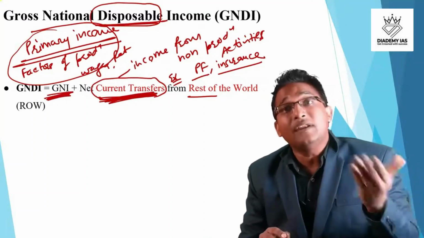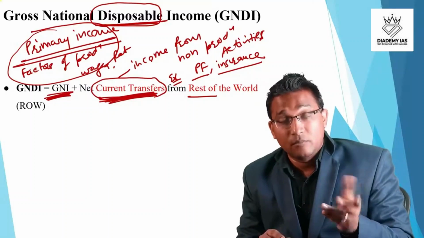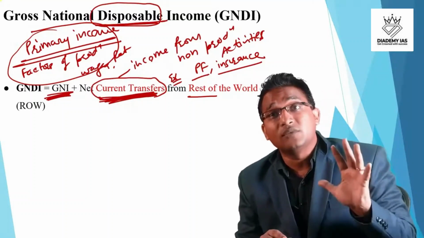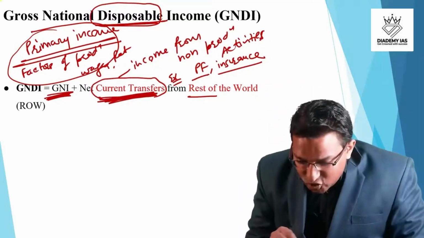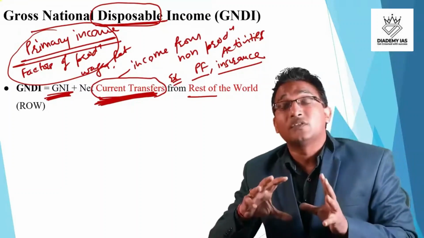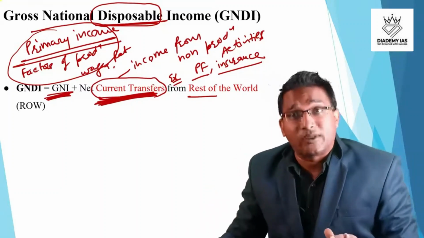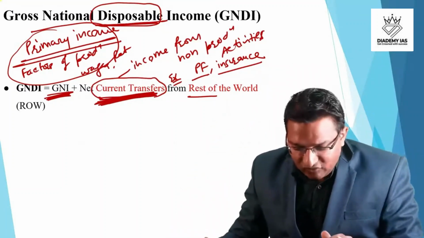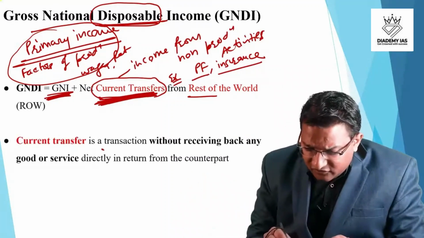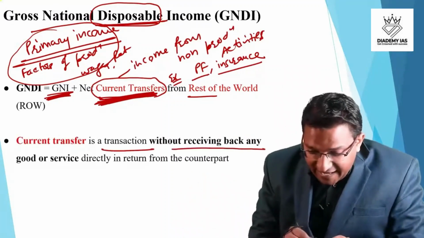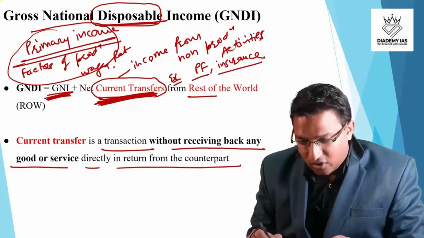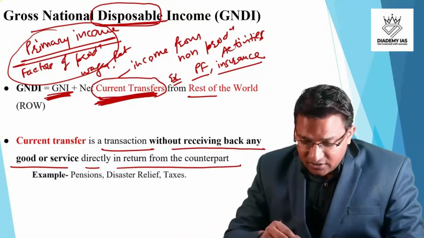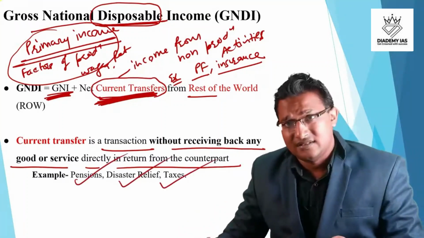So for calculating the disposable income in the GNI, we are adding current transfer. In the GNI, the primary income has already been included, but transfer money was not included because there we are focusing upon the income from the factors of production. Here in the disposable income, we are also adding the income from other than factors of production. So we are considering total income from the rest of the world. The current transfer is a transaction without receiving back any good or service directly in return from the counterpart, right? This is another meaning of current transfer. Examples include pensions, disaster relief fund, taxes, etc.